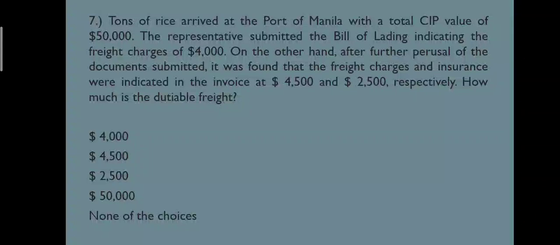Number 7. Tons of rice arrive at the port of Manila with a total CIP value of $50,000. The representative submitted the bill of lading indicating the freight charges of $4,000. On the other hand, after further perusal of the documents submitted, it was found that the freight charges and insurance were indicated in the invoice $4,500 and $2,500 respectively. How much is the dutiable freight?